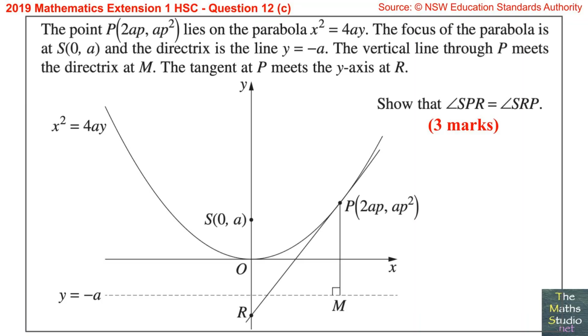Question 12, Part C. The point P(2ap, ap²) lies on the parabola x² = 4ay. The focus of the parabola is at S(0, a), and the directrix is the line y = -a. The vertical line through P meets the directrix at M. The tangent at P meets the y-axis at R. Show that angle SPR equals angle SRP.